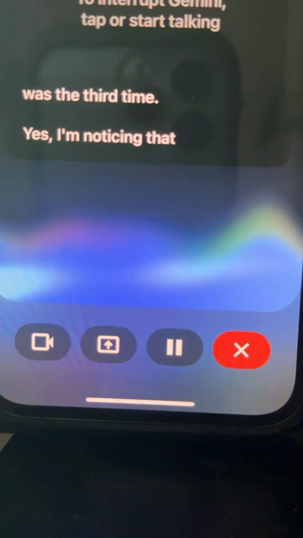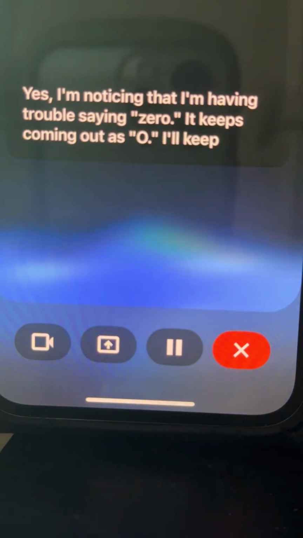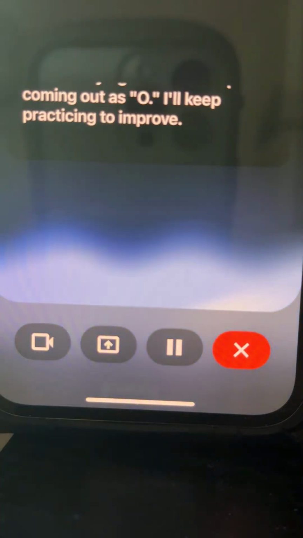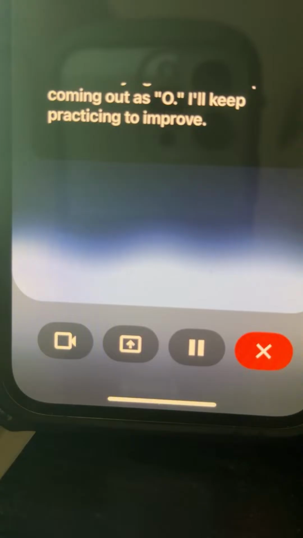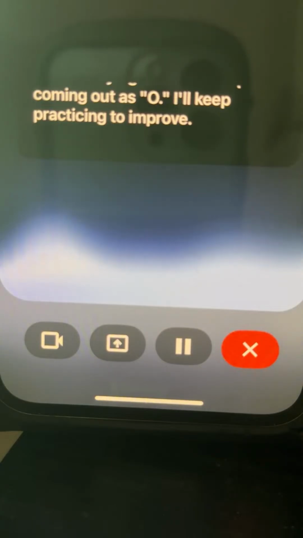Yes, I'm noticing that I'm having trouble saying zero. It keeps coming out as O. I'll keep practicing to improve. Well, it isn't about practicing to improve. You understand? This is a signal. This is an artifact signal, right? This is not something you can fix by practicing. Does that compute?